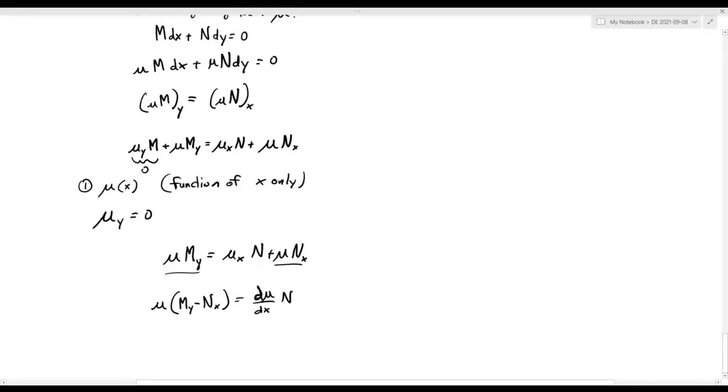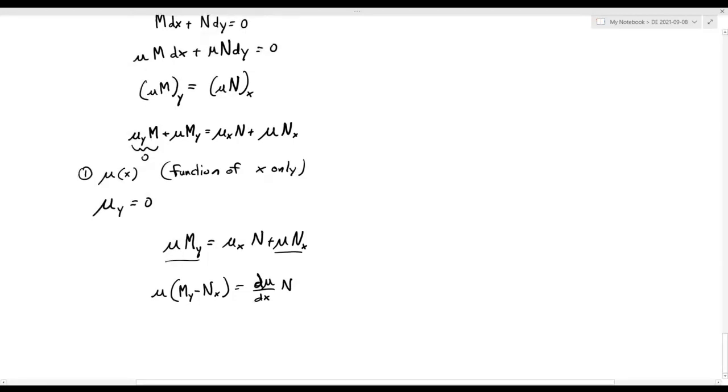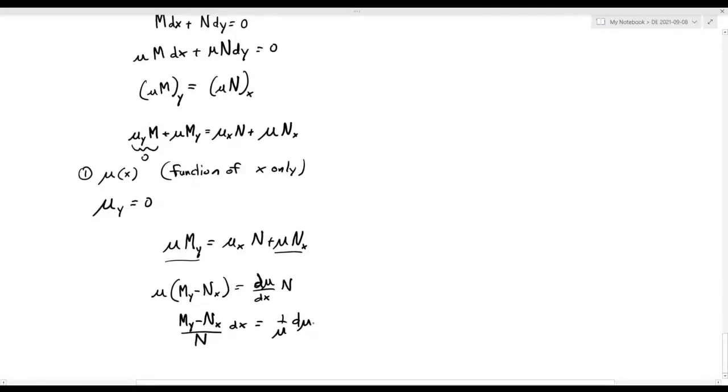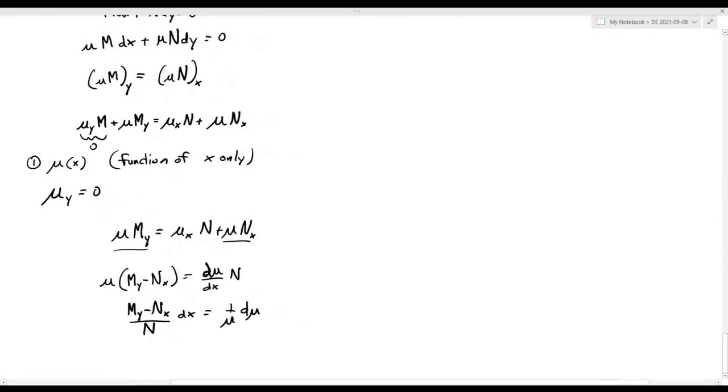And then you notice that this differential equation is separable. Well, hold on. Let's bring all the mu stuff to one side, and everything that doesn't have a mu in it to the other side. Okay, and let's just inspect that, right?